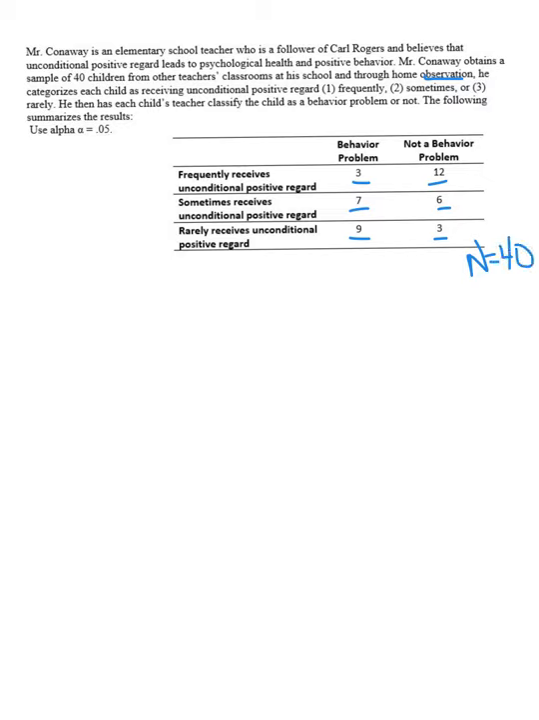So it's just frequencies. Now we have two different variables. We have the behavior, and we have basically unconditional positive regard. So the categories are within that independent variable. So we have three categories, or three cells, or three levels of unconditional positive regard, and we have two levels for behavior or problem behavior.